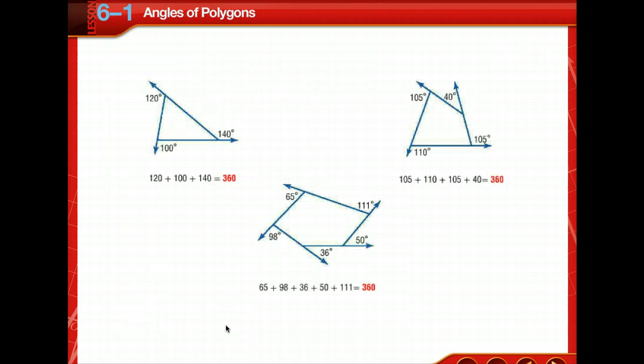Now, does a relationship exist between the number of sides of a convex polygon and the sum of its exterior angle measures? Notice these are exterior angles. This side continues on, so we've got exterior angle measures. What do you notice?